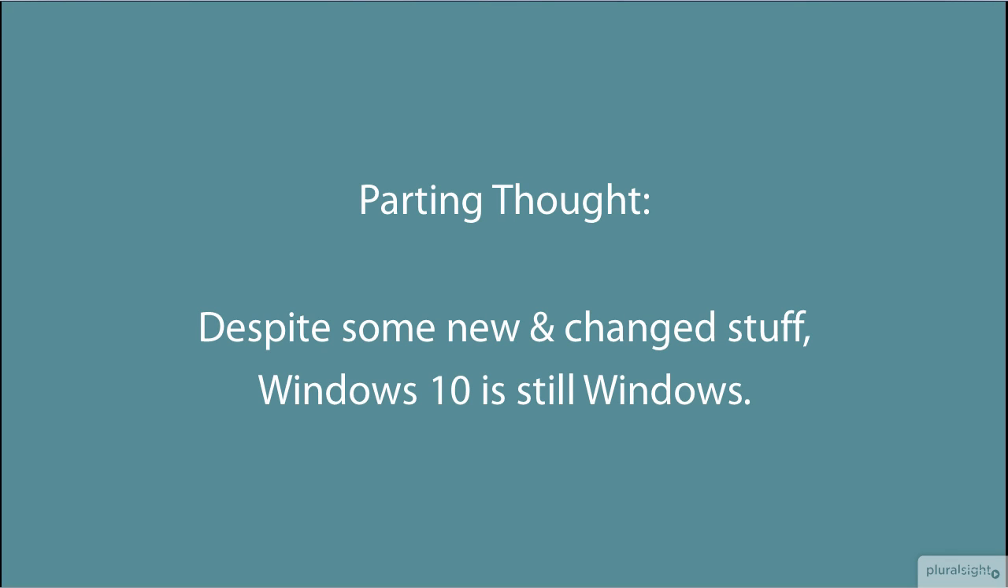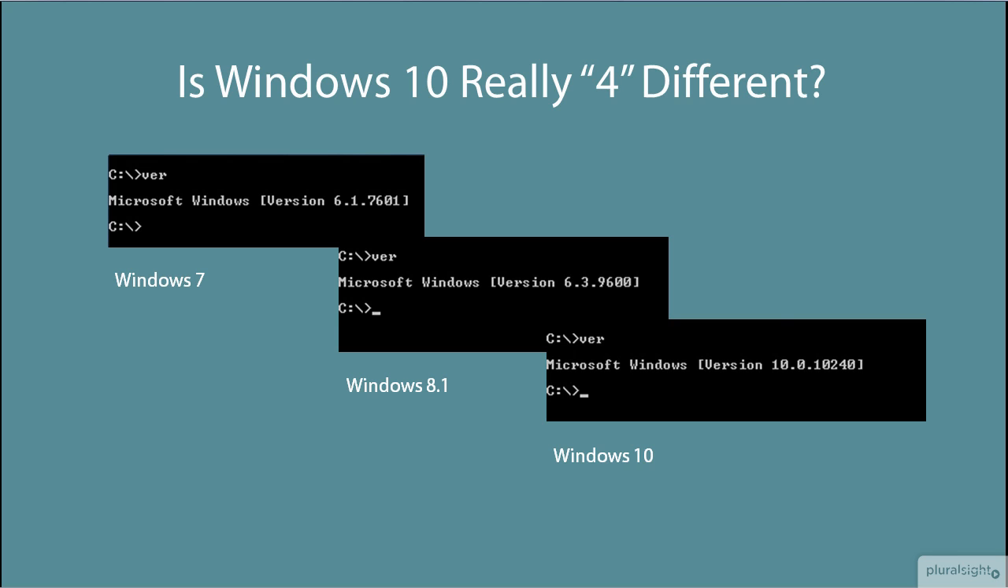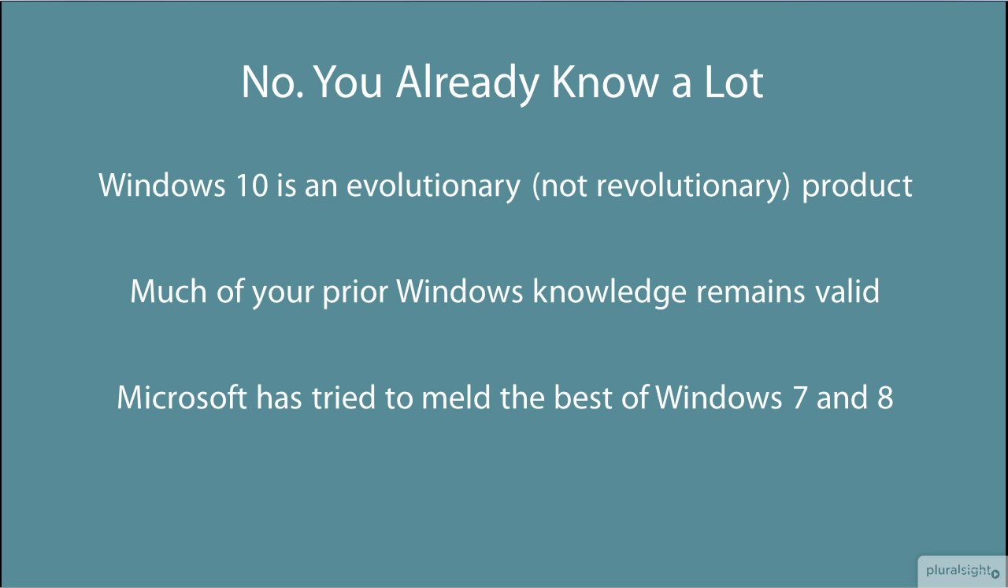So as a parting thought as we wind down this module, despite some features that are new and some that have changed, Windows 10 is still basically Windows. I don't think it's 4 versions newer or 4 versions different. If you look at the internal version numbers from Windows 7, Windows 8.1, which were both 6 point something, and now we're at Windows 10 and it's 10 point something, but is it 4 different? Not really. You already know a lot about Windows 10. It's an evolutionary product. Much of your prior knowledge about Windows is still true and correct.